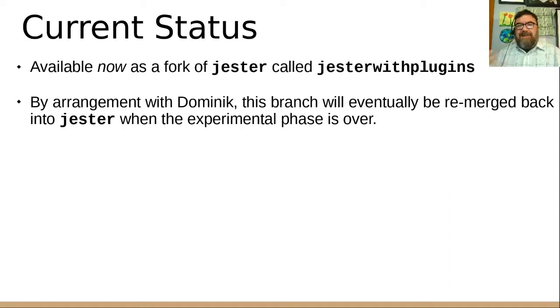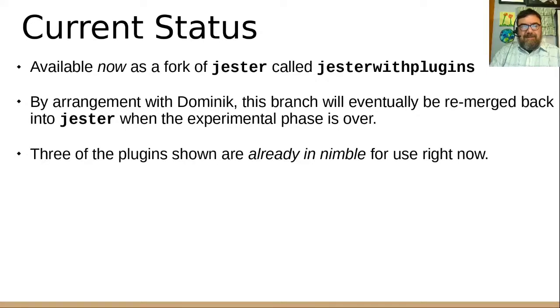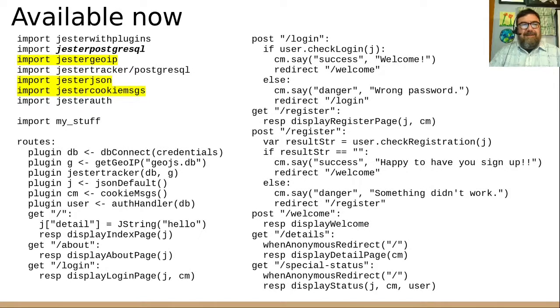But when we've gotten a lot of the bugs out and things seem really, really stable, at least the plan is, to re-merge these back into Jester so we still have one primary framework. In fact, here are the plugins that are in there right now. Jester GeoIP does an actual API lookup to a free geo-tracking service based on the IP you pass it, and it in fact does the caching.